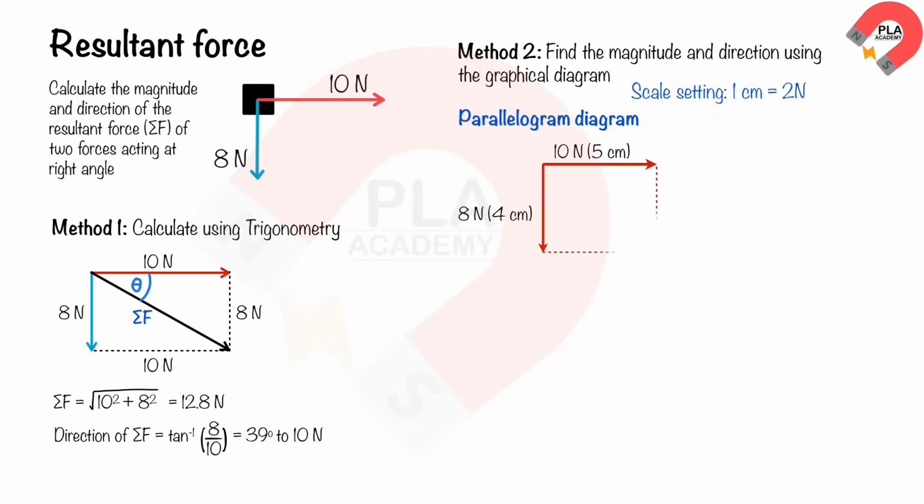Draw a parallelogram with 10 newtons and 8 newtons as sides, which form a rectangle. The resultant force is the diagonal of the parallelogram. Measure the length of the resultant force. So, the magnitude of the resultant force is 6.4 centimeters times 2 newtons equals 12.8 newtons.